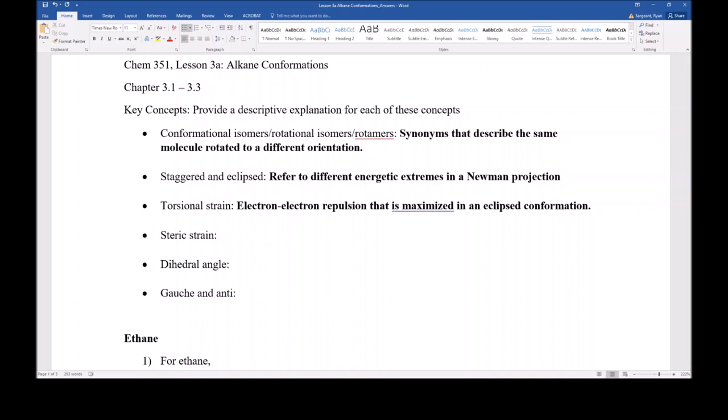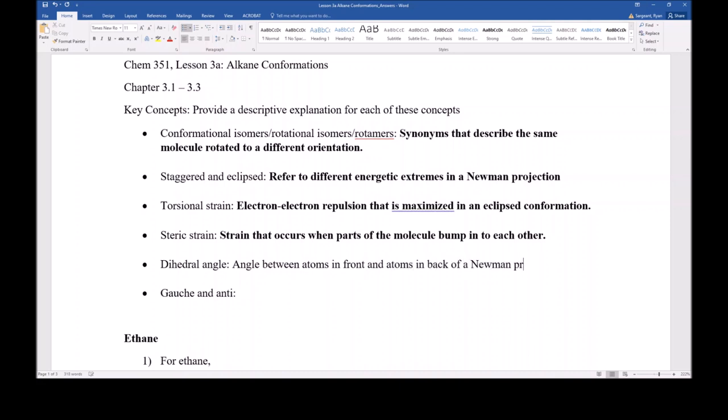Steric strain is strain that occurs when parts of the molecule bump into each other. That's pretty technical right there, I'm guessing. And with a model kit, usually if you can grab two atoms and click them together with your model kit, that's steric strain. The dihedral angle is the angle between atoms in front and atoms in back of a Newman projection. So anytime you're asked questions about the dihedral angle, you need to be looking at a Newman projection.